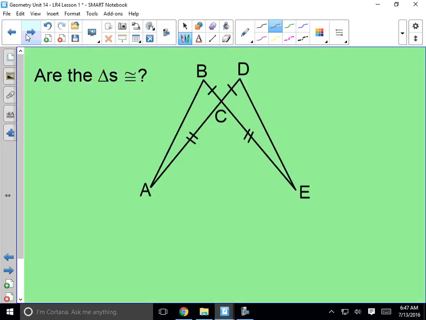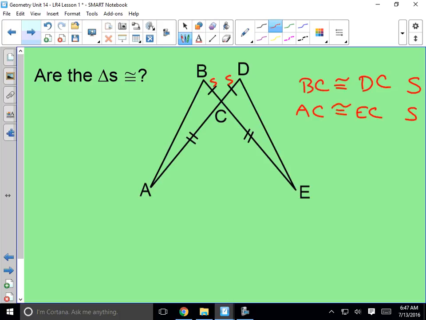Okay, so now, when we're looking at these situations, we have to go back and think about what some of our parallel line conjectures are, and what some of our angle conjectures are. Because when I look at this right now, I'm wondering, do I have enough? I know that BC is congruent to DC. That's a side, so I can put a side and a side in each of those. I know that AC is congruent to EC.